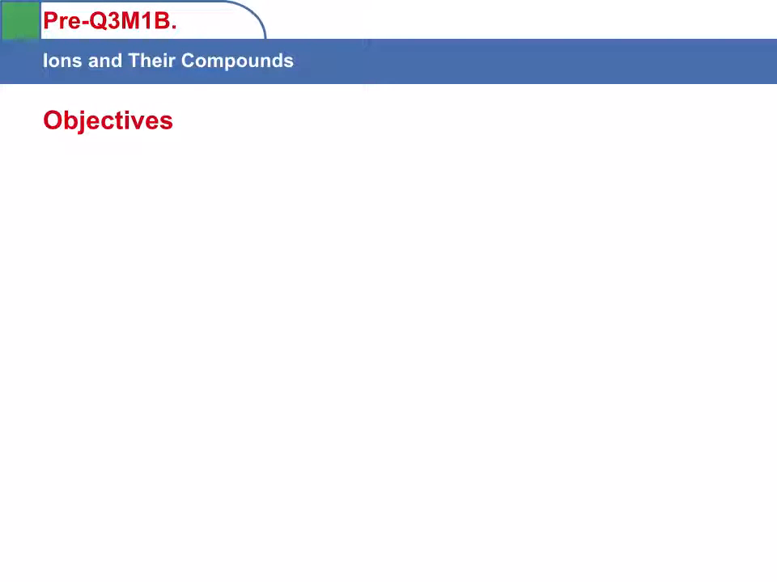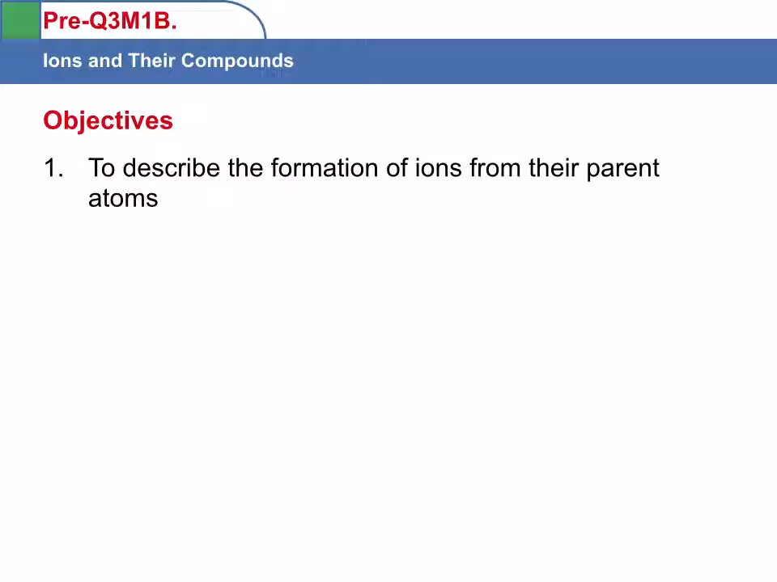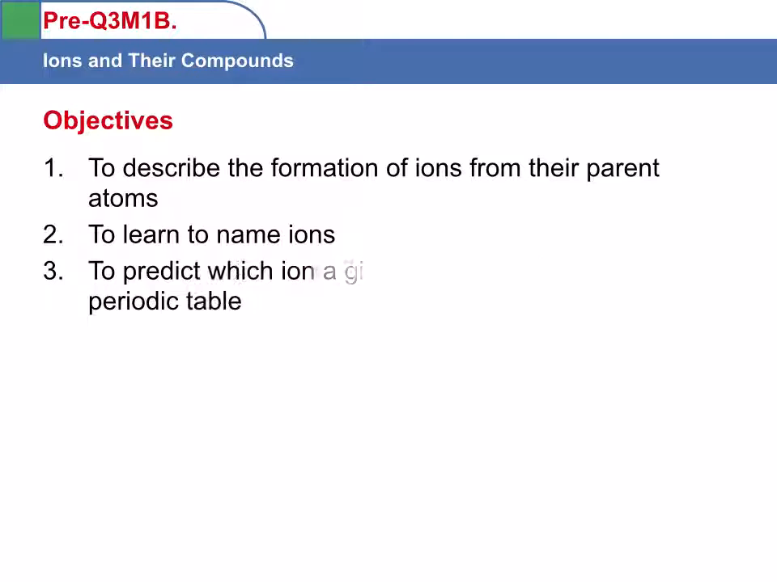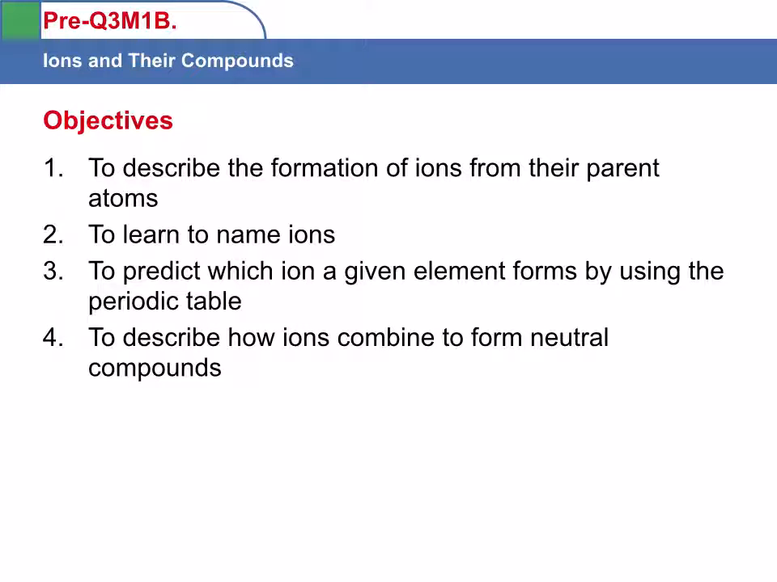Okay, for this pre-bronze, if you are ahead or you missed it, we're going to be talking about ions and their compounds. So ions are a new subject. Today, you should be able to describe the formation of ions from their parent atoms, to learn their names, to predict which ion a given element forms, and to describe how ions combine to form neutral compounds.